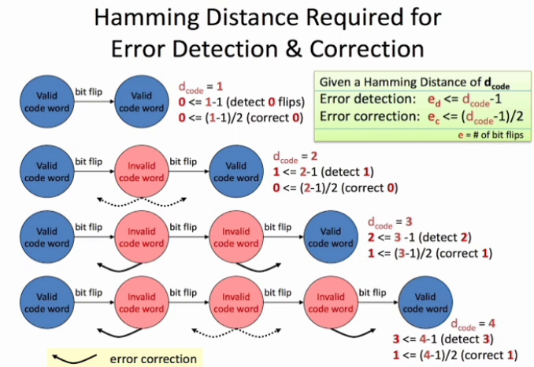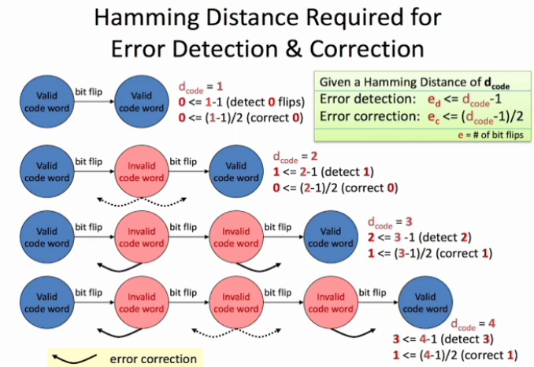Relation between d minimum and detection and correction capabilities of the code. Capability: detect up to s errors per word. Condition: d minimum greater than or equal to s plus 1. Detect and correct up to t errors per word. Condition: d minimum greater than or equal to 2t plus 1. Correct up to t errors and detect s greater than or equal to t errors per code word. Condition: d minimum greater than or equal to t plus s plus 1.